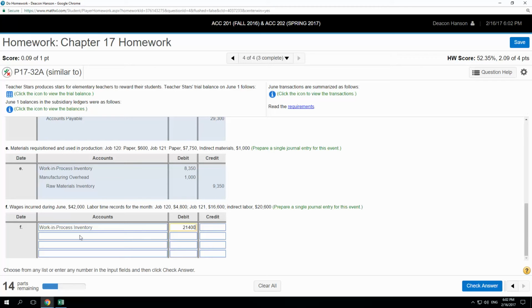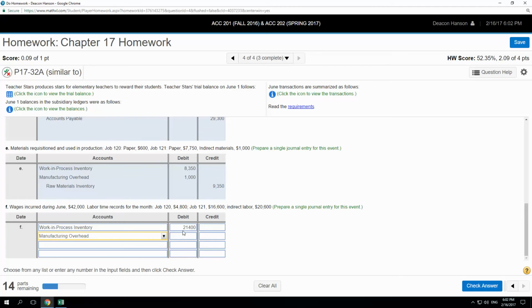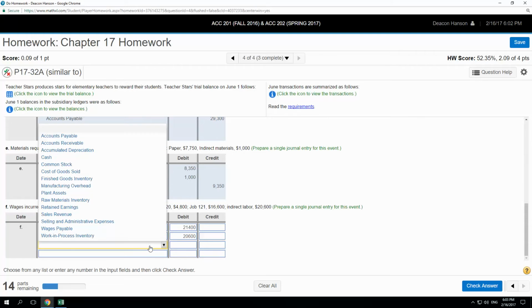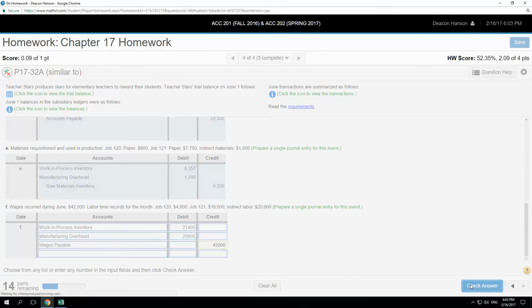Okay, that's direct material, and then direct labor, and then indirect labor is going to go to the overhead account, manufacturing overhead, and that's 20,600. Okay, so I'm going to have 42,000, and that ties out with this. So that'll be wages payable, 42,000. See if we did the math right. Yep.